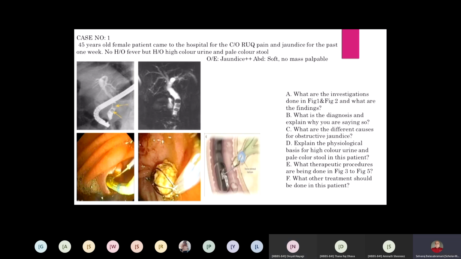Why only conjugated bilirubin? Suppose it is a pre-hepatic jaundice, will you get bilirubin in the urine? No, because it's unconjugated. Why is it not excreted in the urine? It is not water soluble, it is fat soluble. Even though unconjugated bilirubin is very much elevated, it cannot be excreted in the urine because it is fat soluble, not water soluble.